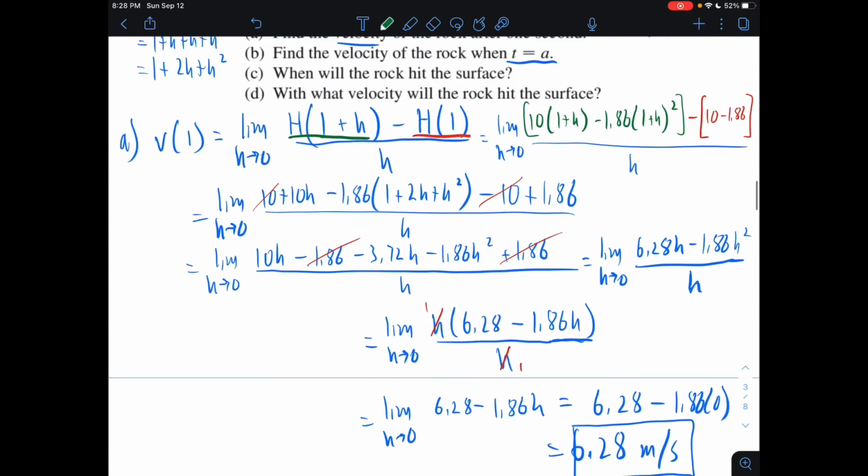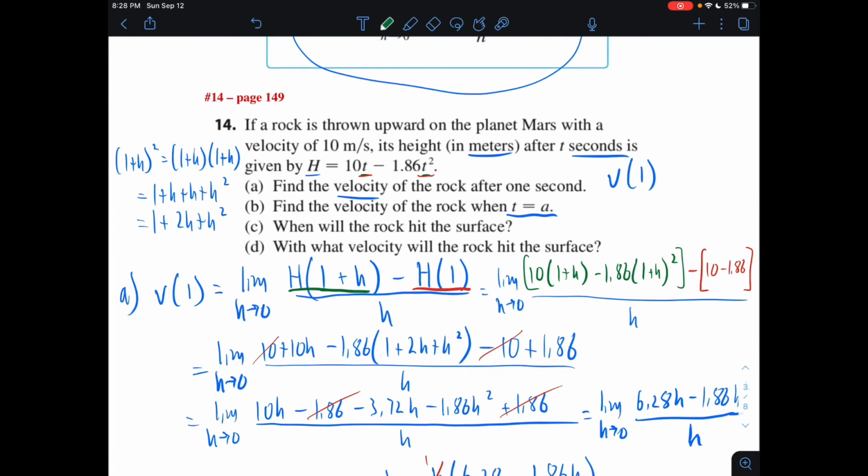So then the last two parts of this question: when will the rock hit the surface, and with what velocity will the rock hit the surface? These next two parts are really a little bit more of an analysis of what we now have in front of us. So when will the rock hit the surface? This means that the height is equal to 0, which we don't even need anything about the velocity. We just need the original function that we got.